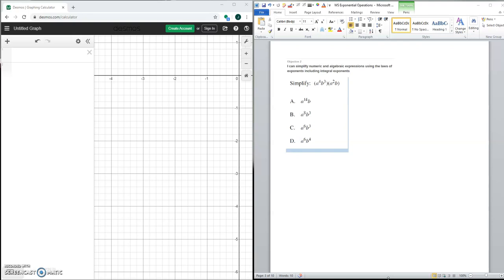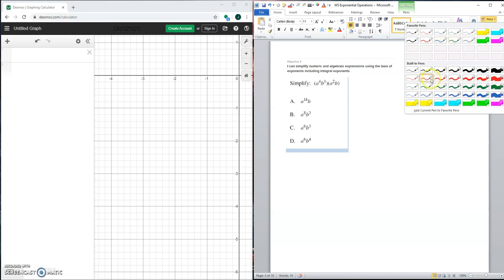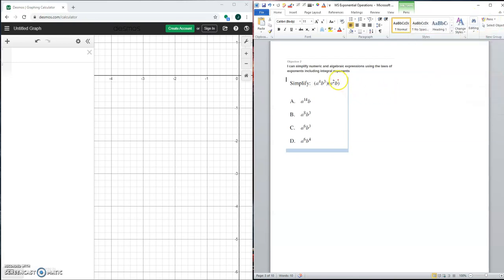For our first example, simplify a to the 4th b to the 3rd in parentheses times a to the 2nd b to the 1st. Whenever you don't see the exponent, it is understood to be 1. Now, this is multiplication, and the law whenever you're multiplying is that you're going to copy the base.